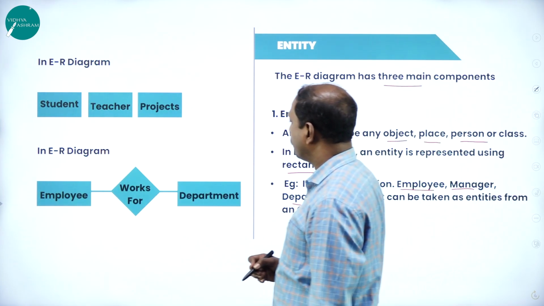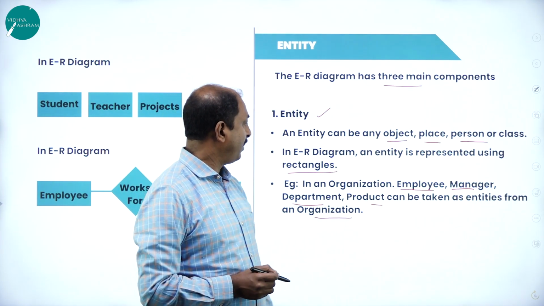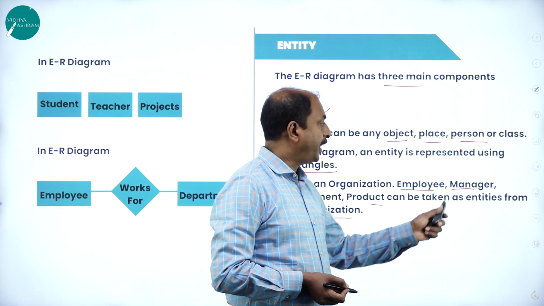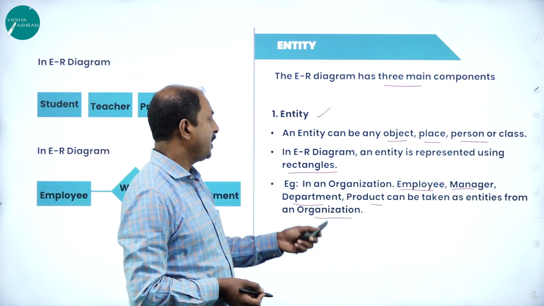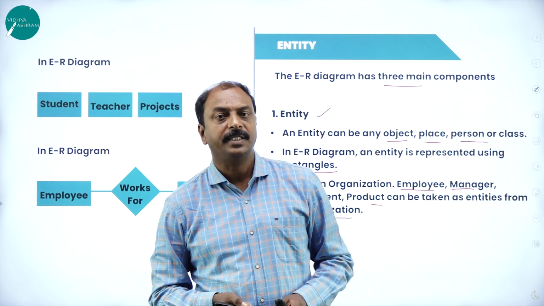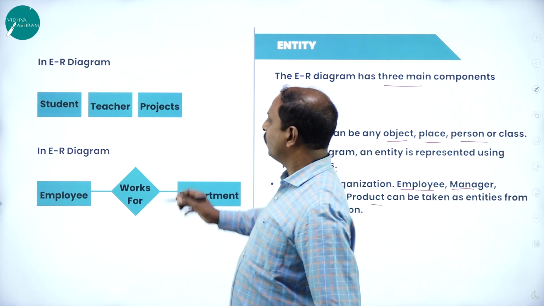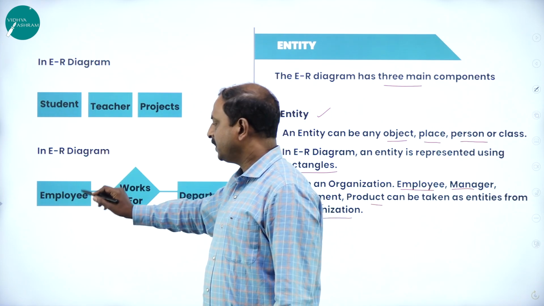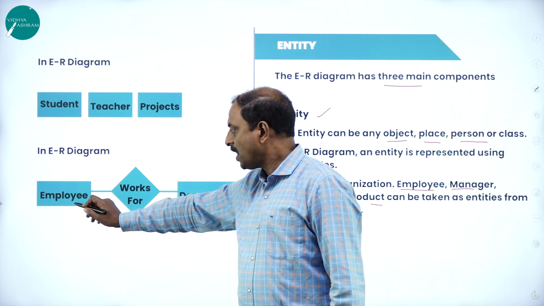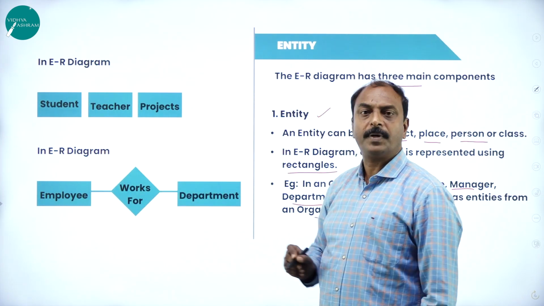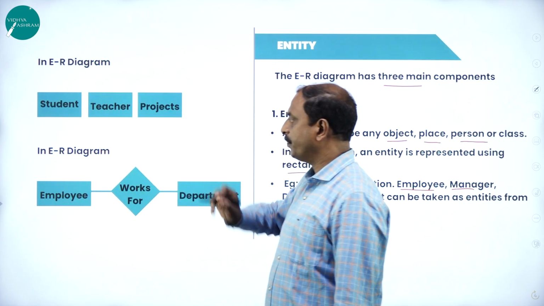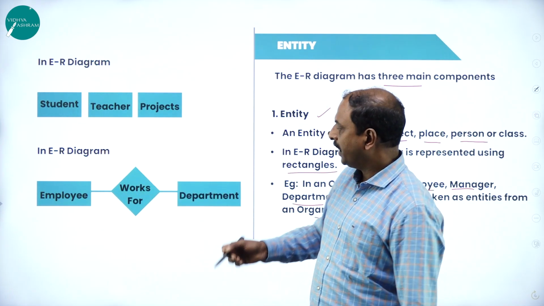Here you take an example of any organization. They will have different departments. One is our employee, and a manager, he is also an employee, and the department and the product, all these we can take as examples of entity. Now look at this diagram. Employee is an entity and this is department. This employee works for one particular department. So this is the relationship. This is how we represent entities.